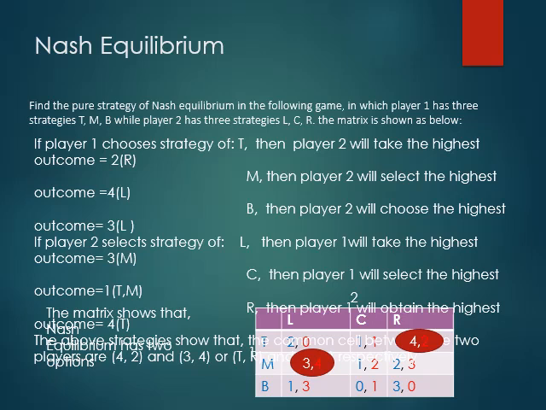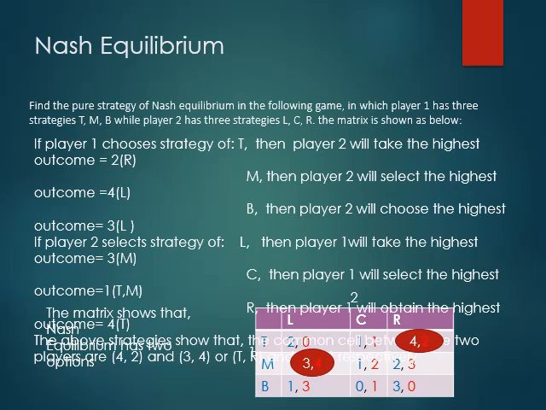Okay. Now, if player 1 chooses strategy of B, then player 2 will choose strategy of L, because column L gives player 2 the highest outcome equal 3. Okay, that's finished for player 1.